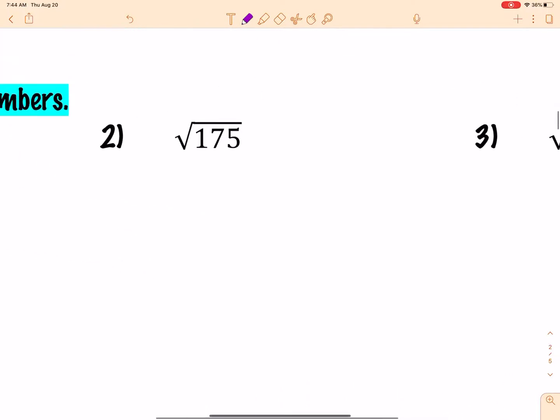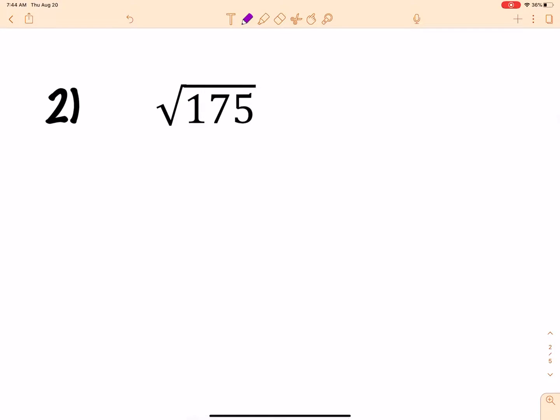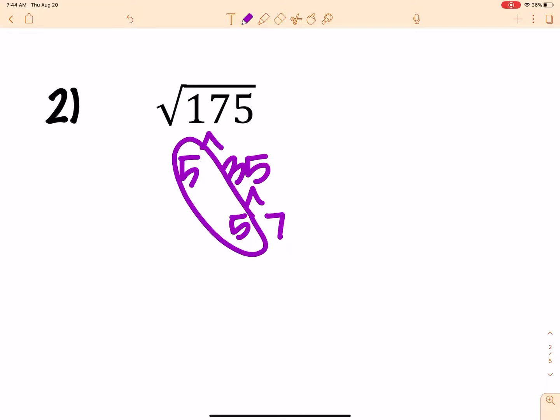Number 2, 175. So again, you think of low numbers. So what I'm going to think of here is 5. 5 goes into 175 35 times. 35 can be split up into 5 and 7. So you're always looking at the end of your branches. You're looking at 5, another 5, and 7. So again, we want to find our friends, because if you have a friend, you get to play outside. But if you're a lonely person, you have to stay inside. So 5 rad 7 is your final answer.